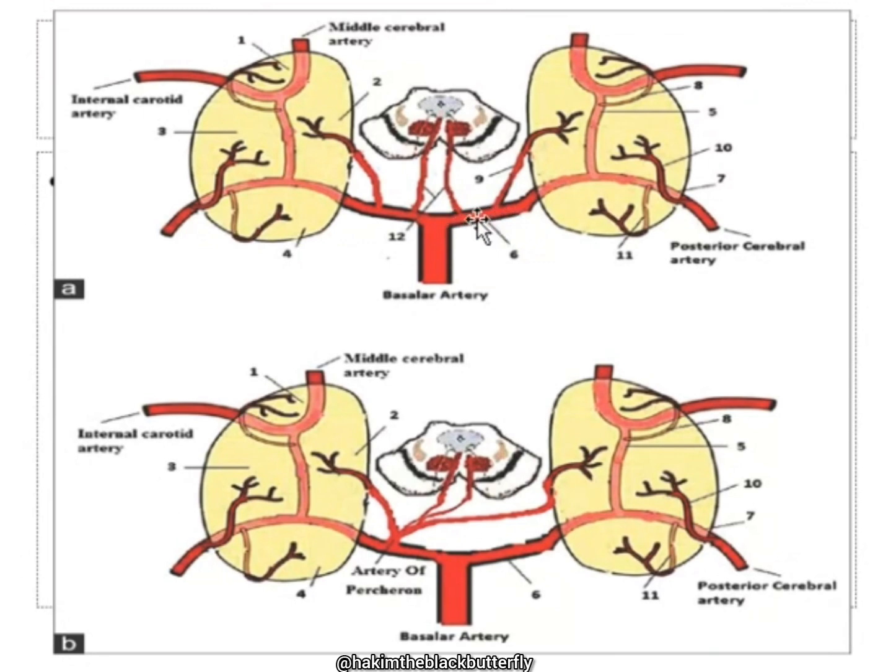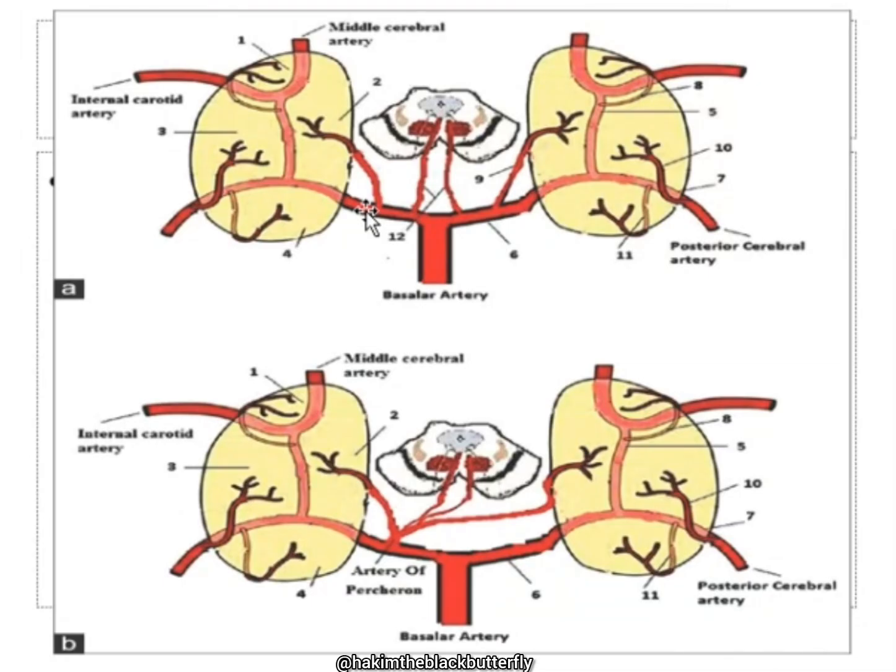This is the posterior cerebral artery. So we can see our basilar artery dividing into the posterior cerebral arteries. Of course, the basilar artery gives off other blood vessels, but it will finally bifurcate into the posterior cerebral arteries, one on the right and the other one on the left.